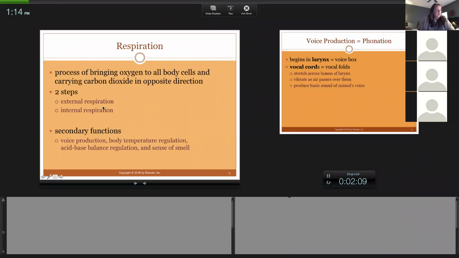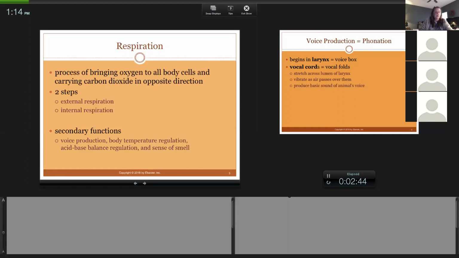When I say internal respiration, that is when the oxygen diffuses into the cell, and CO2 goes the opposite direction. So internal respiration happens at the cellular level. That's when carbon dioxide and oxygen are exchanged. But everything up until then, even though it's inside the body, is considered external respiration. So to achieve internal respiration, oxygen has to get into the cell and CO2 has to go the other way.